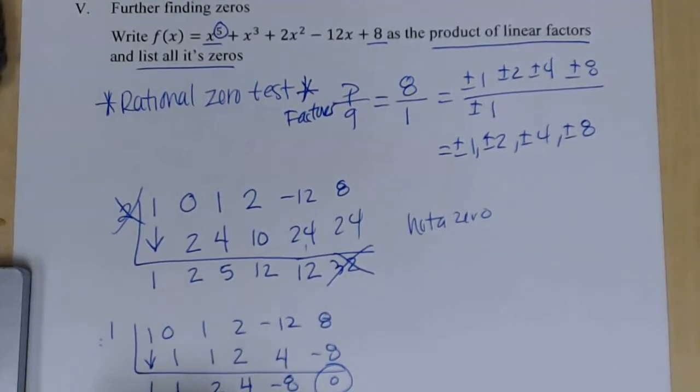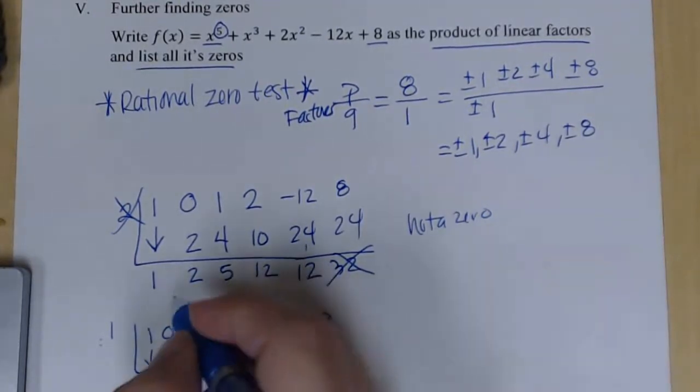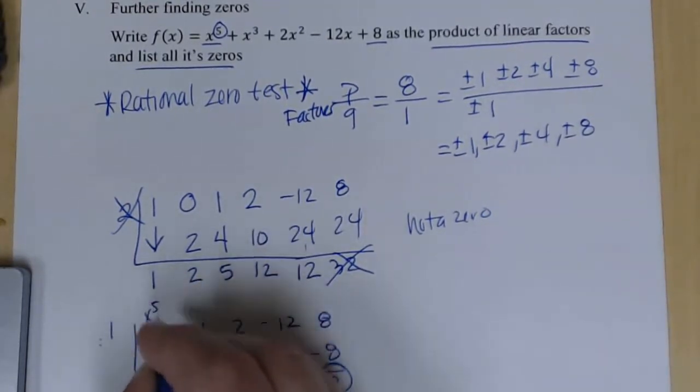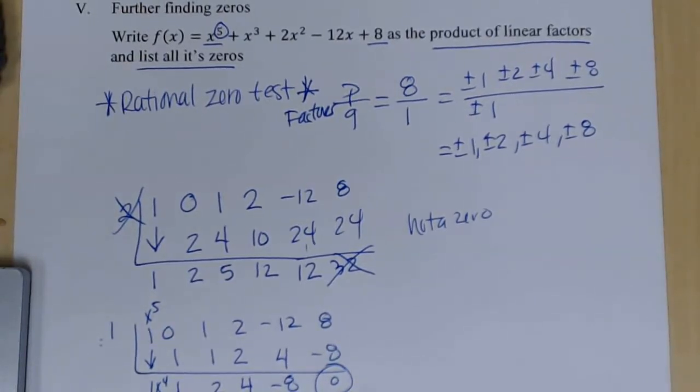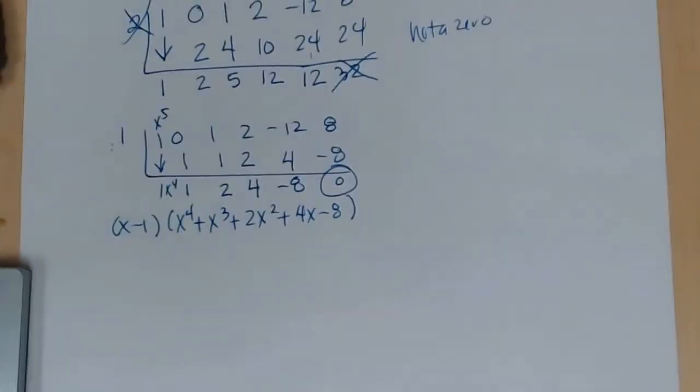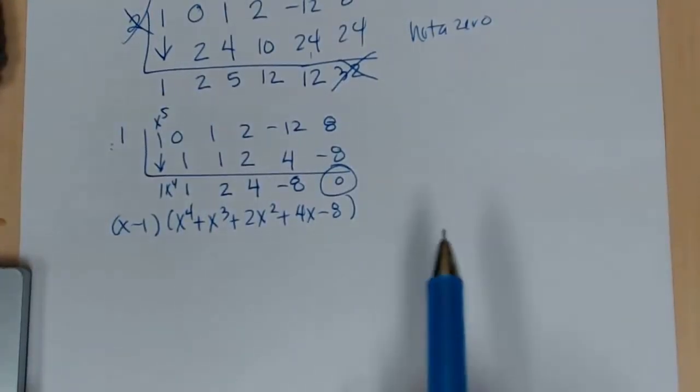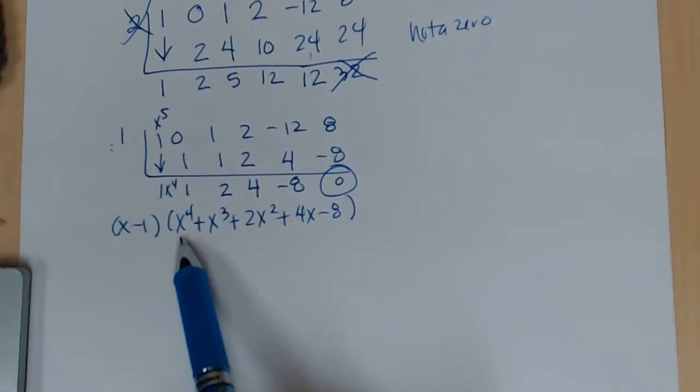So that means I would have x minus 1 times, I started with an x to the 5th, this is now an x to the 4th, so x to the 4th plus x cubed plus 2x squared plus 4x minus 8. So I've broken off one piece of it. So now I'm going to keep trying. If you notice, whatever I have left here, I'm going to reevaluate.